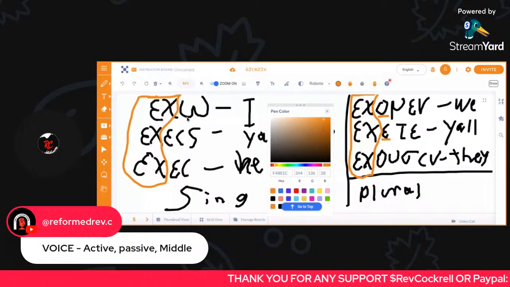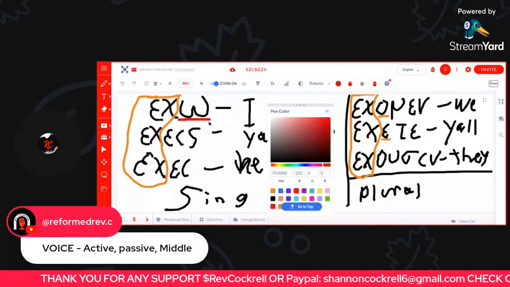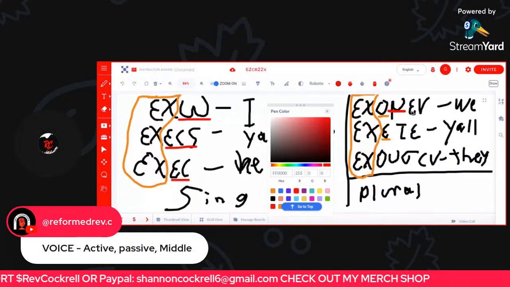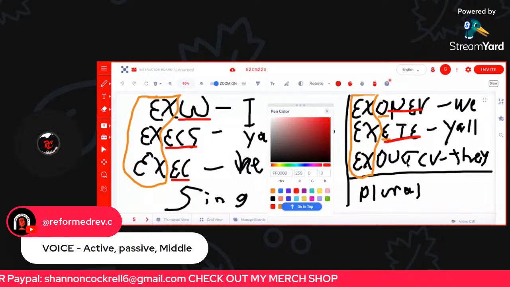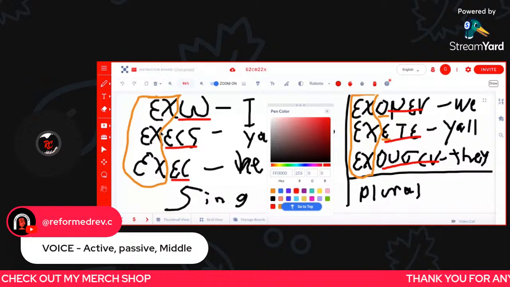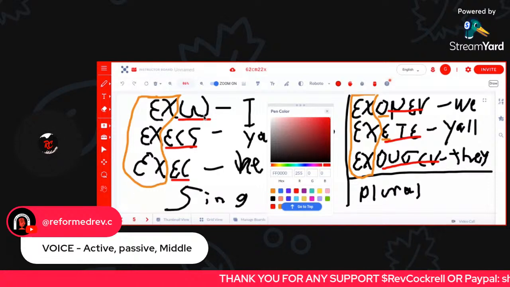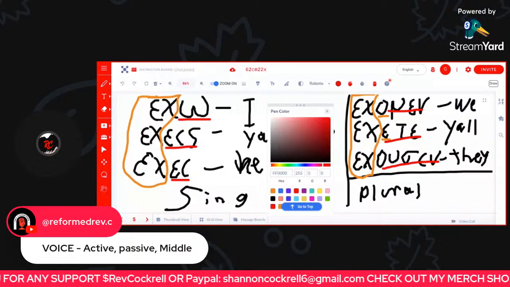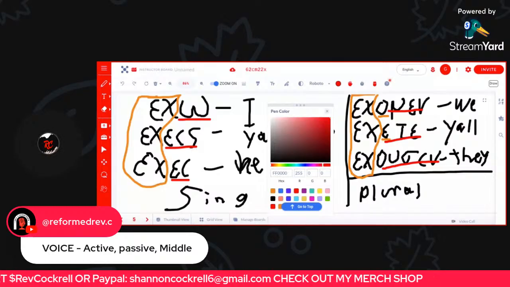So these, let me change these. The endings tell you person and number. The meaning of the word is contained in the stem. These are what we call person number suffixes. And if you know English, suffix goes to the end of a word, prefix at the beginning. Those are called affixes.